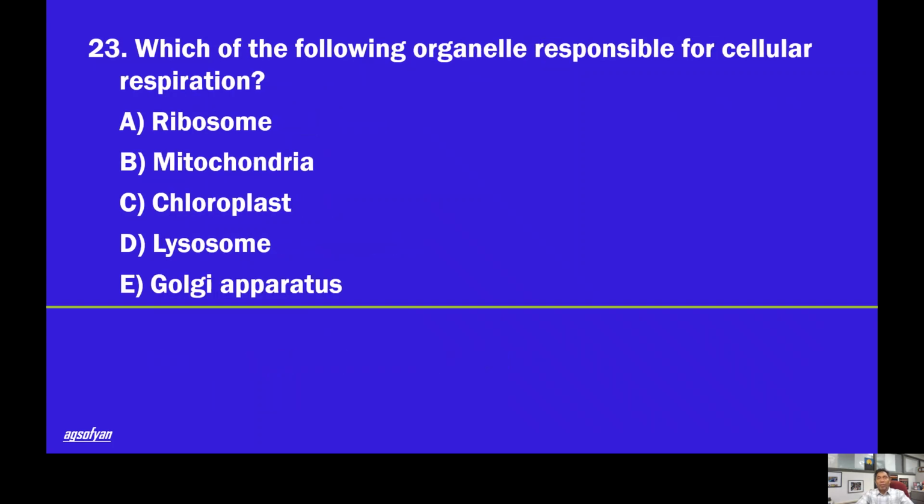23. Which of the following organelle is responsible for cellular respiration? A. Ribosome, B. Mitochondria, C. Chloroplast, D. Lysosomes, E. Golgi apparatus. Choose your answer. Yes, for cellular respiration, the organelle is called mitochondria. So the answer is B, mitochondria.